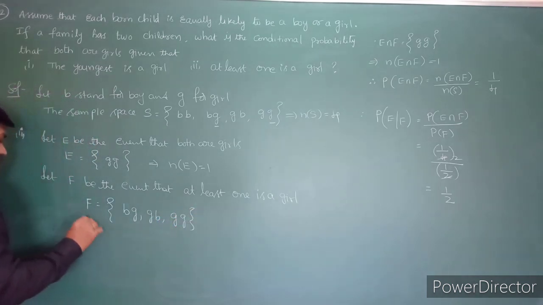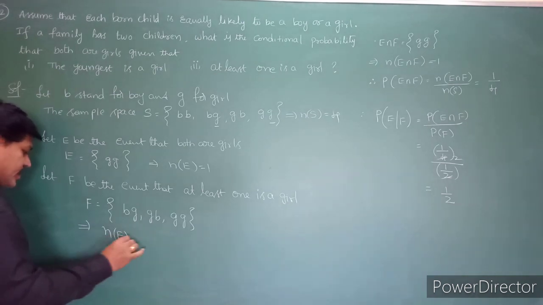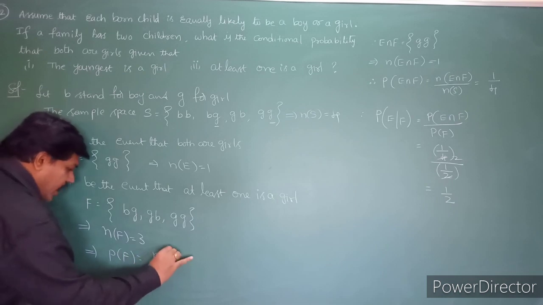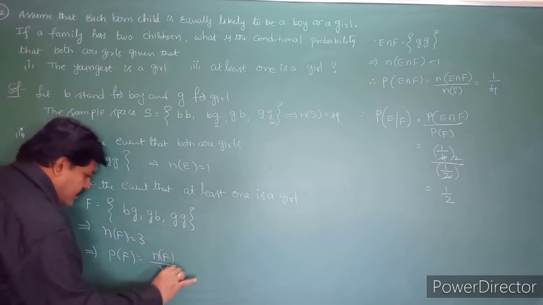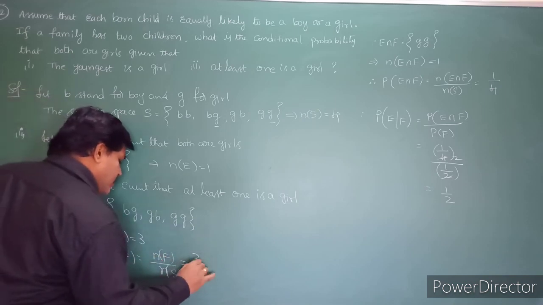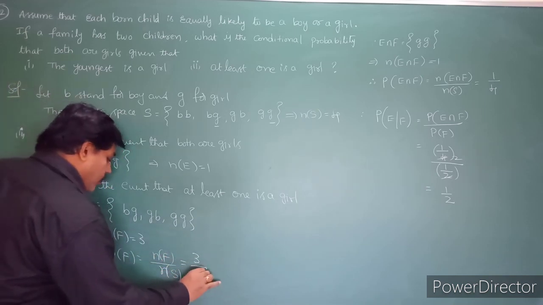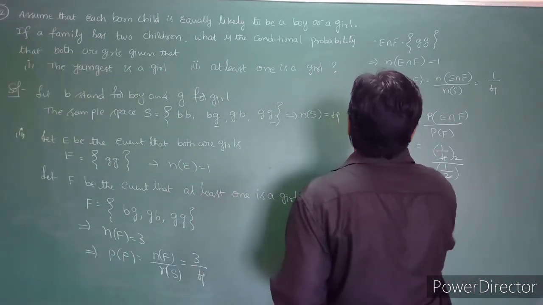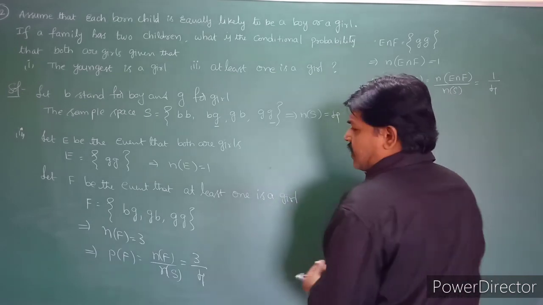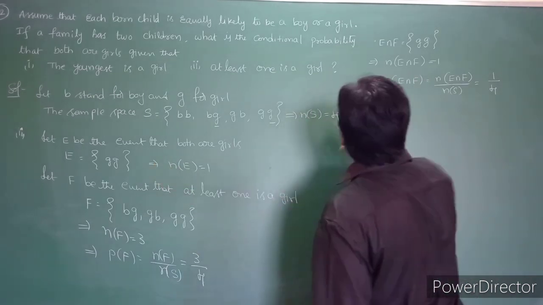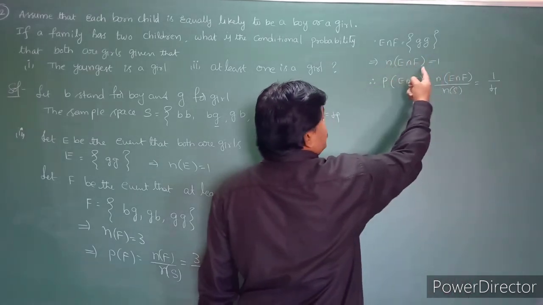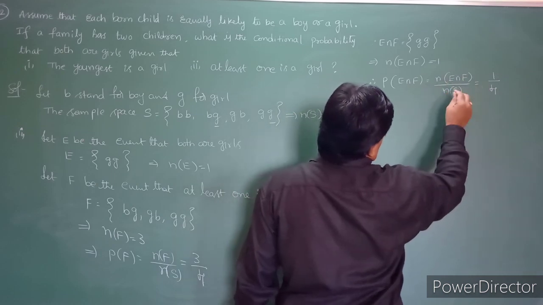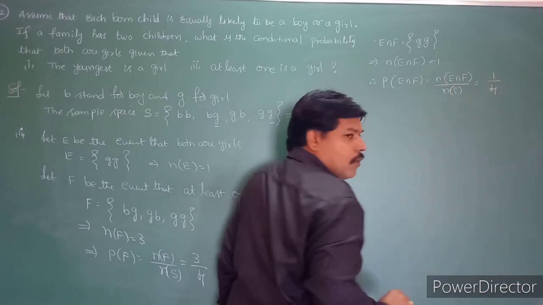So that implies N of F is equal to 3. So the probability of F is equal to N of F by N of S, which is 3 by 4. Now, E intersection F. What is E intersection F? The intersection is nothing but GG only. So automatically N of E intersection F will become 1. So P of E intersection F is equal to N of E intersection F by N of S. It will become 1 by 4 only.